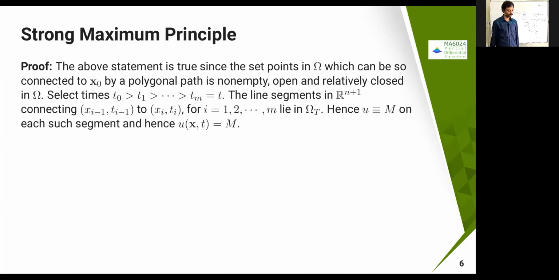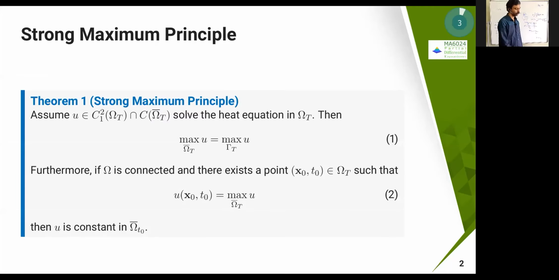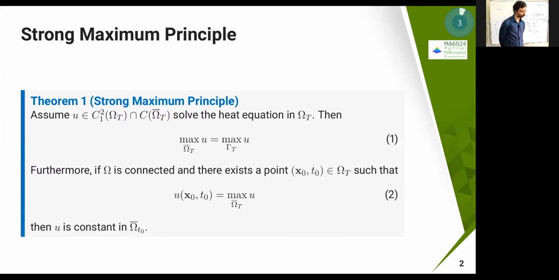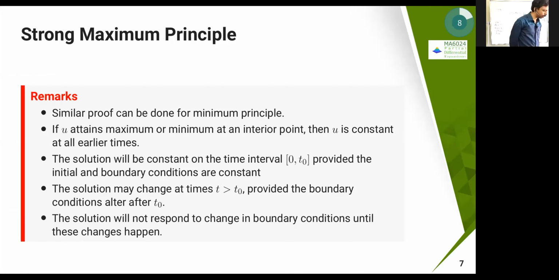Therefore, you are going to get u of (x, t) equal to m for all (x, t) in omega t. Therefore u of (x, t) equals m everywhere. That's all, because we have chosen m equal to the maximum over omega t bar. This is done. You can prove similar things for the minimum principle also.